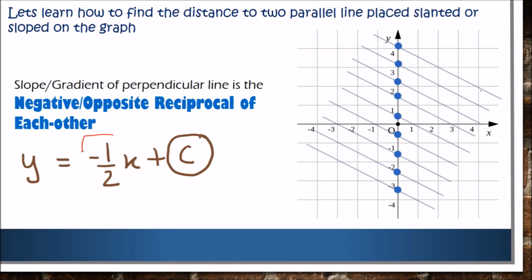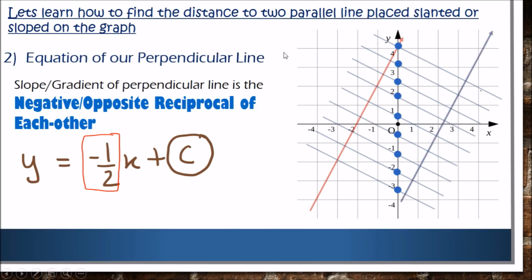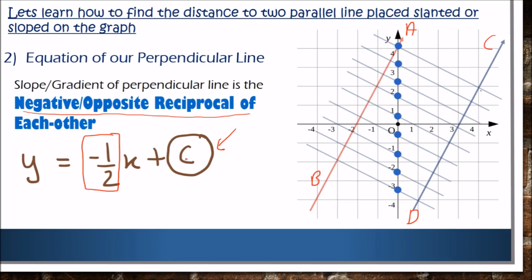Now, since we know that the gradient value of all these perpendicular lines, which are perpendicular to our parallel lines AB and CD, is minus 1 over 2, which is actually the negative or opposite reciprocal of the slope of line AB and CD, we don't need a value for y-intercept. And when I say we don't need a value of y-intercept, I mean we don't need a fixed value, because every point on the y-axis where a perpendicular line intersects will give a different y-intercept value. So the y-intercept value will depend on which perpendicular line we are talking about.